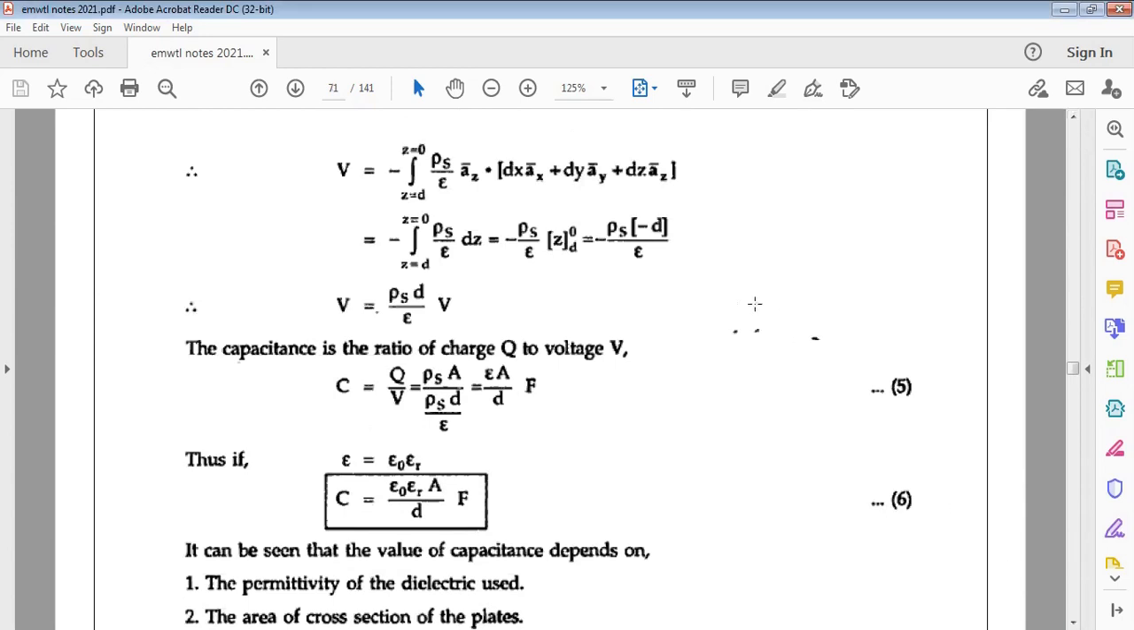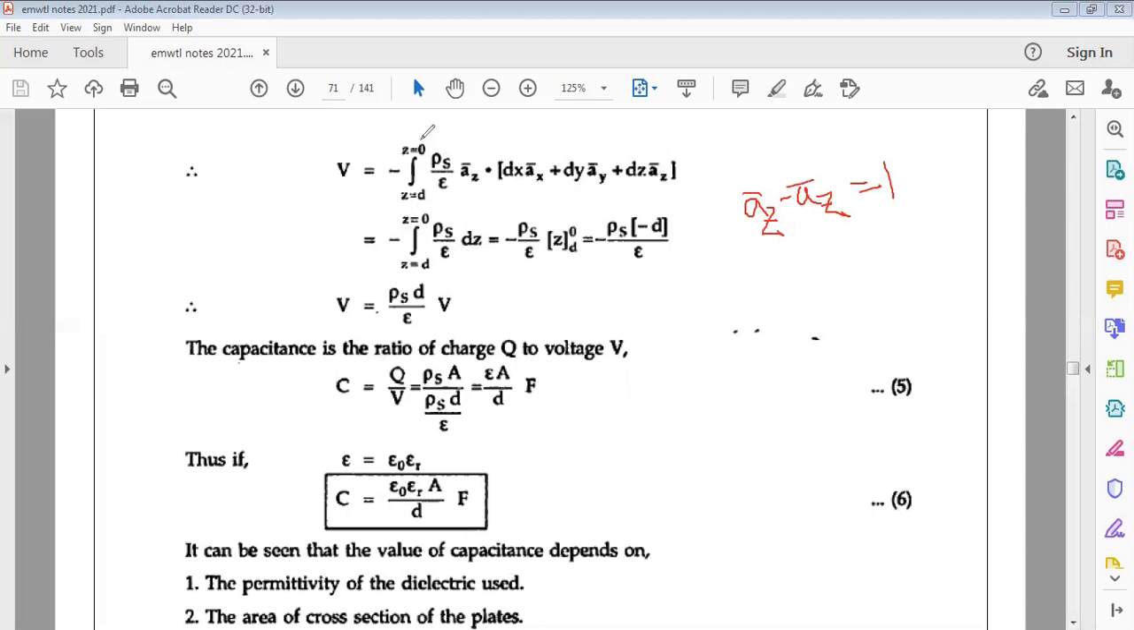So after substituting the value of DL bar here, in rho S by epsilon into AZ bar, AZ bar dot AX bar is 0, AZ bar dot AY bar is also 0, and for AZ bar dot AZ bar the value is 1 because the dot product itself is 1. So AZ bar dot AZ bar is equal to 1. So what remains is rho S by epsilon into dz.